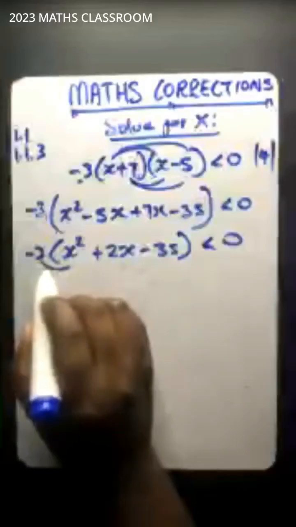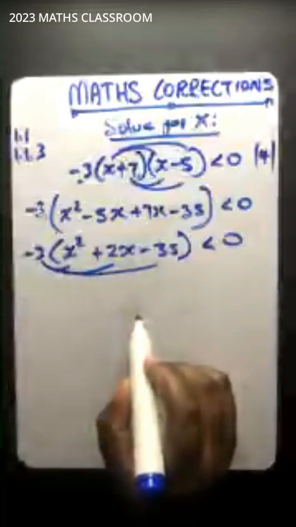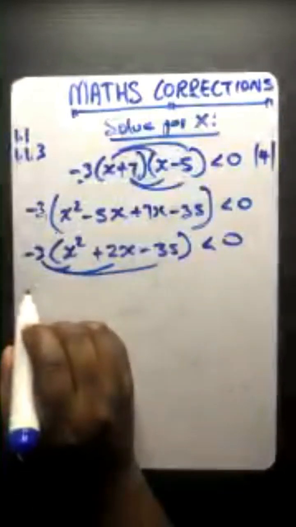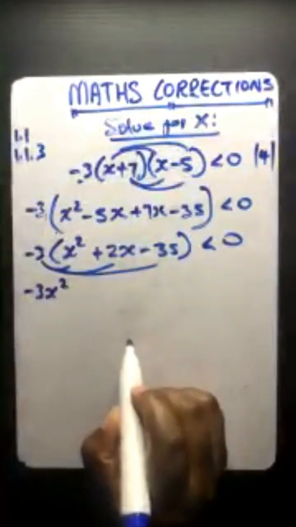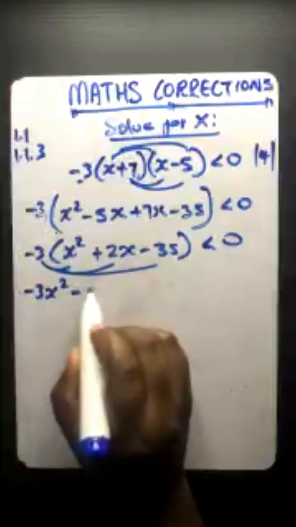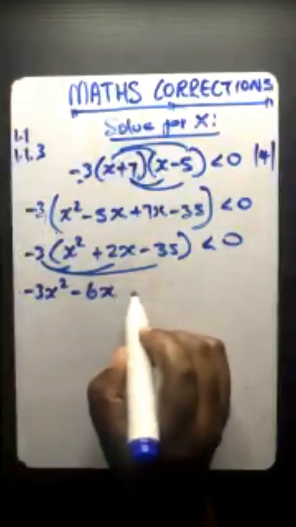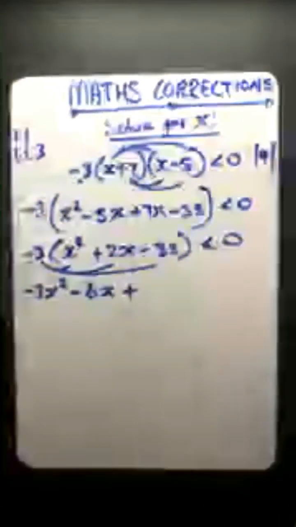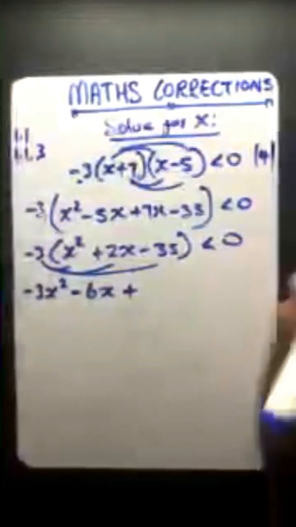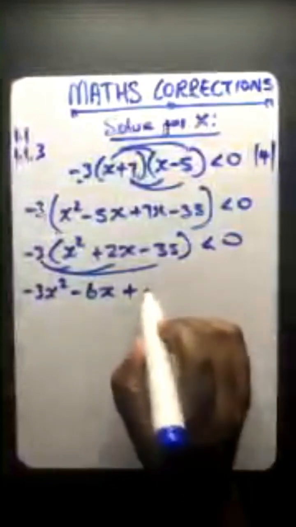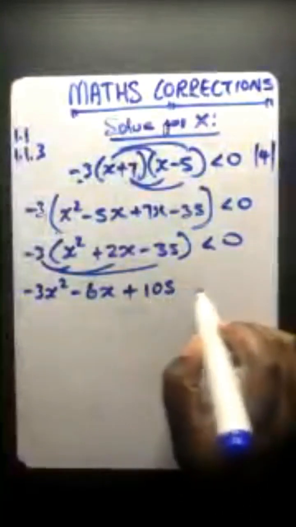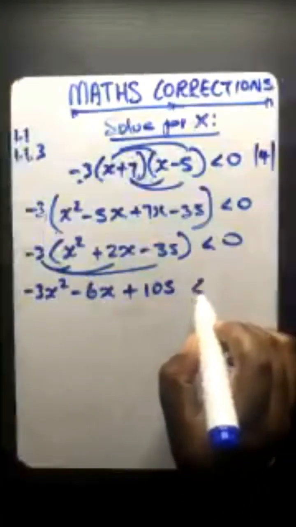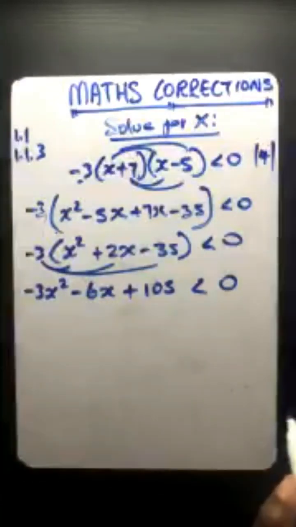Then now I can say that by that, that by that, that by that. Let's see. What am I getting? I'm getting negative that. And then this one is going to be negative 6x. And then that is going to be, let's see, 3 times 35. Hey, it's positive 105. Then I'm having less than 0.